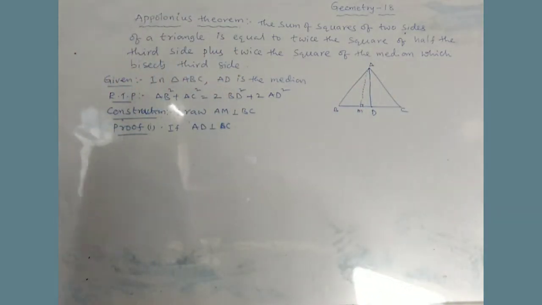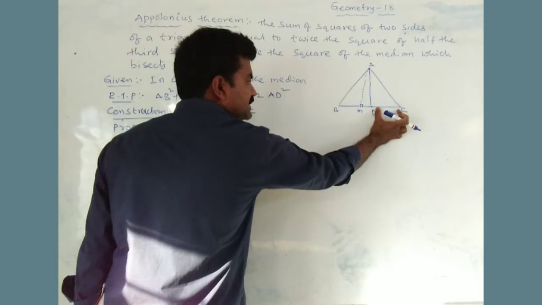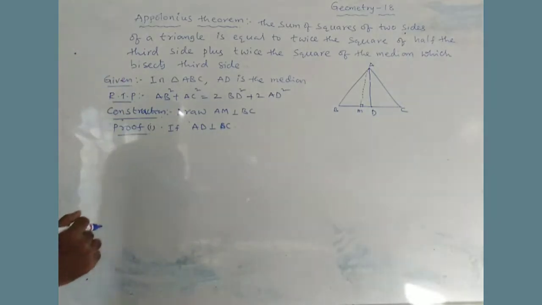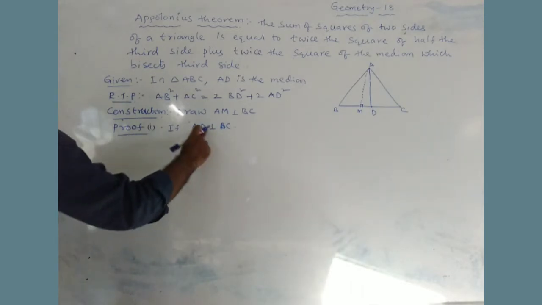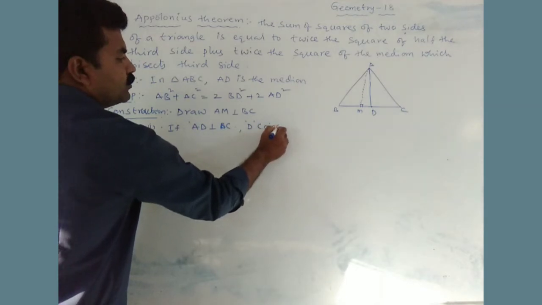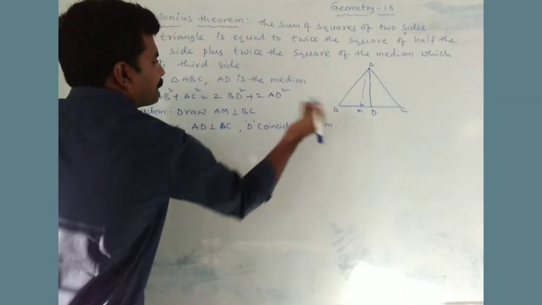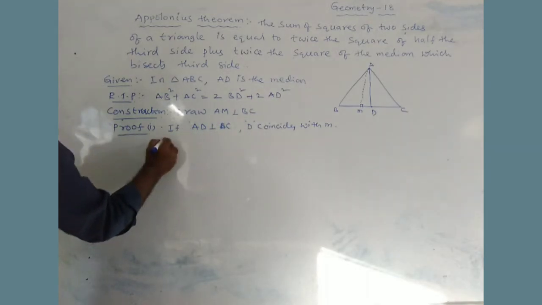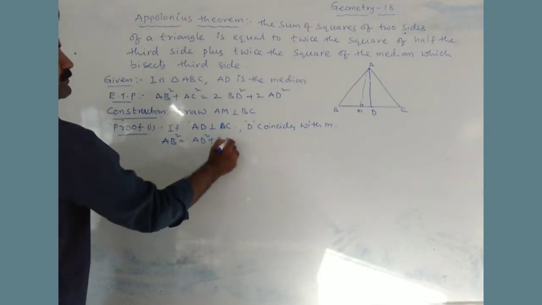Case 1. If AD is perpendicular, then angle ADB is a right angle, and ADC is also a right angle. Because of the right angle triangle, can we apply Pythagoras theorem? AD is perpendicular to BC, that means here D coincides with M. Now in triangle ADB, since D is a right angle, I can write that AB square is equal to AD square plus BD square.